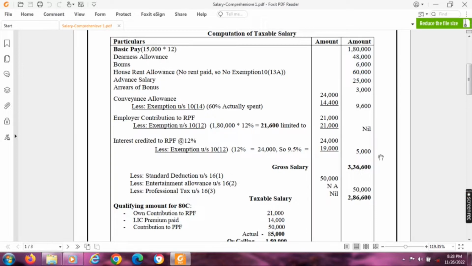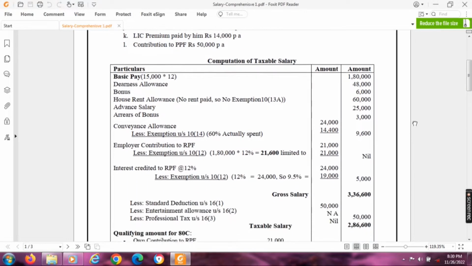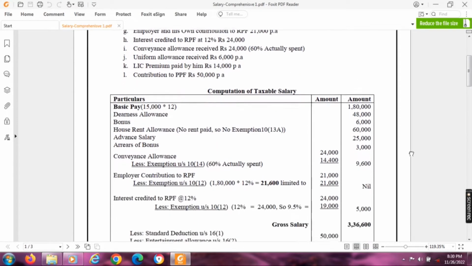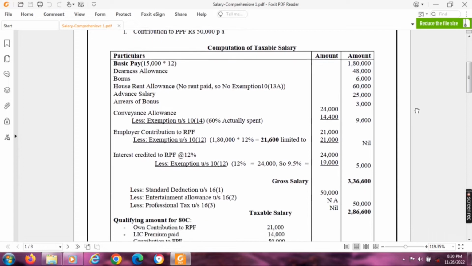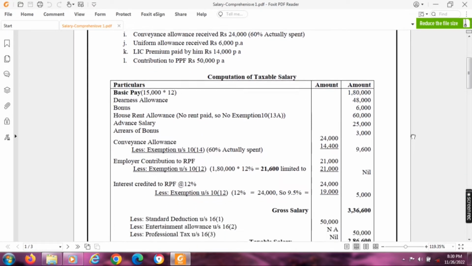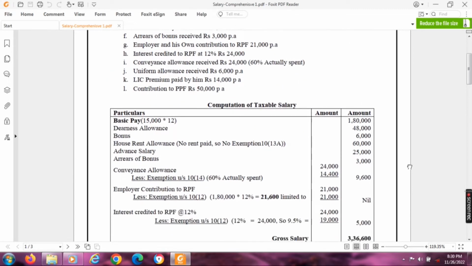Next, advance salary received 25,000, taxable. Arrears of bonus received 3,000, fully taxable. Next, employer and own contribution. It's a fourth part, PF part, we'll see later. Next, interest credit to RPF, also fourth part, we'll see later. Next, conveyance allowance received 24,000, of which 60% actually spent. So actual allowance 24,000, out of which 60%, 14,400 was exempted, balance taxable.